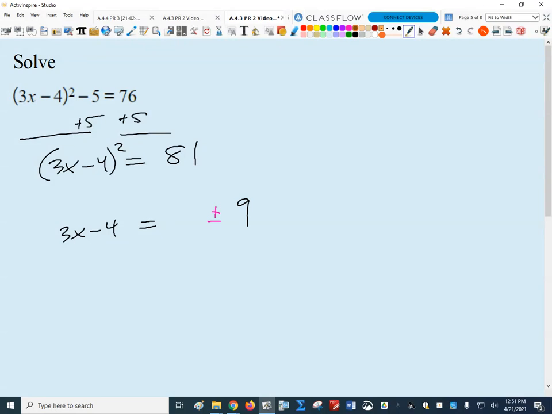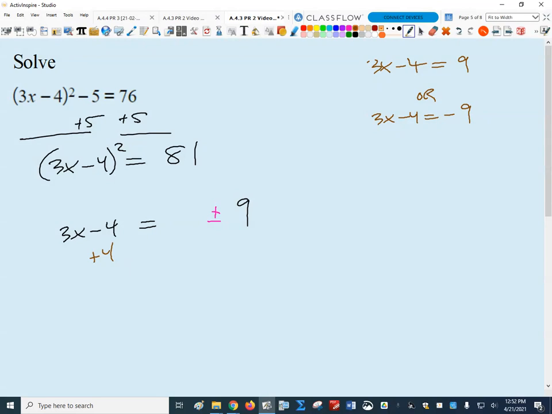Let's look at that. I'm going to add 4, and here's my little suggestion, my little hint. There's a couple ways we could go with this. This is really two different equations, isn't it? We've got the equations 3x minus 4 equals 9, or 3x minus 4 equals negative 9. You're going to get two different answers. I could write these two equations down and solve them separately, but I could save a little time if I just do this. It's a good little trick.